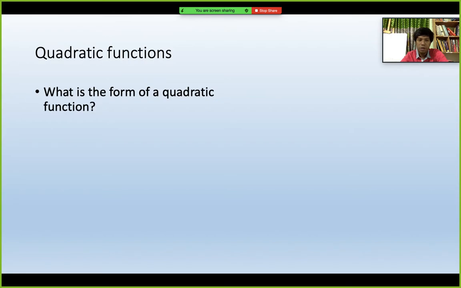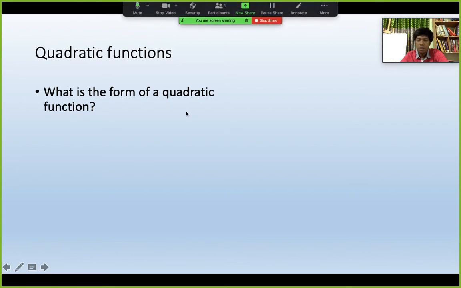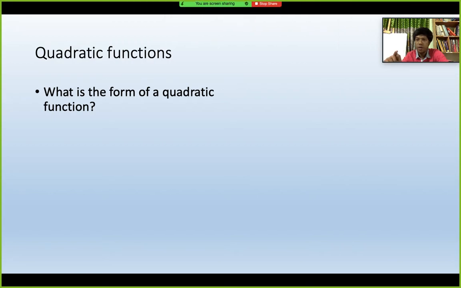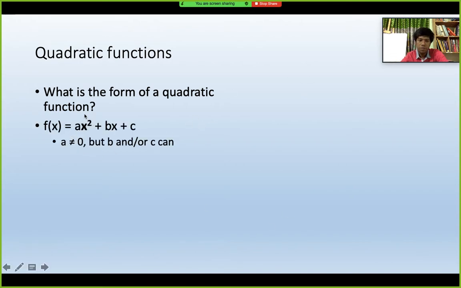First of all, quadratic function. What is the form of a quadratic function? The form of a quadratic function is ax squared plus bx plus c, this kind of form, or just only x squared. If we have the power of x as 2, then it is quadratic. To be quadratic, the power of x has to be 2. No more than 2, no less than 2.